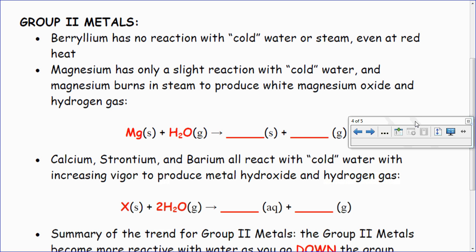Magnesium has a slight reaction with cold water, and magnesium burns in steam to produce white magnesium oxide and hydrogen gas. So I guess what we're trying to show is metals react with water, which can technically be considered an acid sometimes because of the Bronsted-Lowry classification. Calcium, strontium, and barium will all react with cold water with increasing vigor to produce metal hydroxide and hydrogen gas. So metal hydroxide would be formula XOH, and hydrogen gas. I realize I put these in the wrong spots. You should always have the MgO as a solid and the H2 as a gas. My fault.